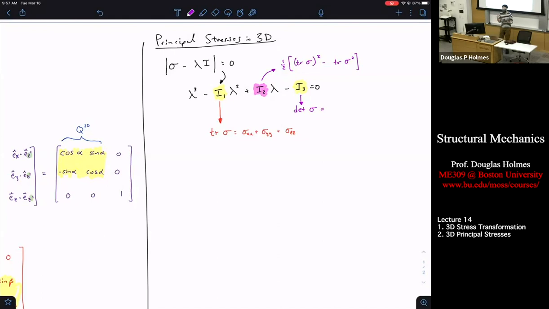These invariants have sort of physical interpretations to them. Like the trace is essentially separating out how much of the deformation goes to, imagine it's a cube. The trace is essentially telling you how much of the deformation is taking this cube that you have and just making it a bigger cube or a smaller cube. The determinant is saying how much of this deformation is taking that cube you have and distorting it into a parallelepiped.